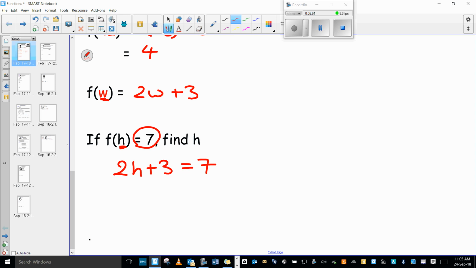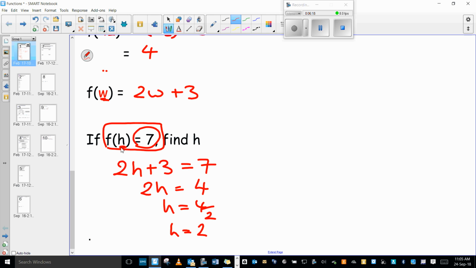So I would then say that 2h is equal to 4, because I've subtracted 3 from both sides, and then h is equal to 4 over 2, so h is equal to 2. So this is written differently. This has the value after it, it says it's equal to. So many people, when they see these questions, they just get on a roll with what we've been doing up here and try and stick 7 in place of the x. That's not what you do.